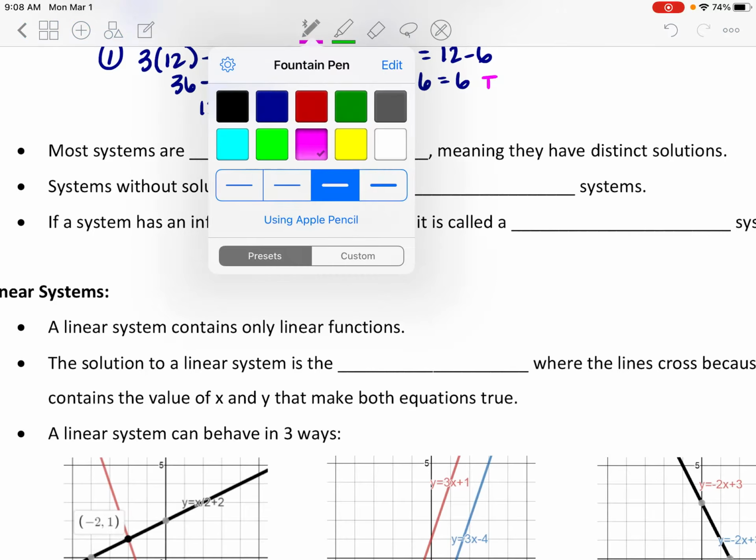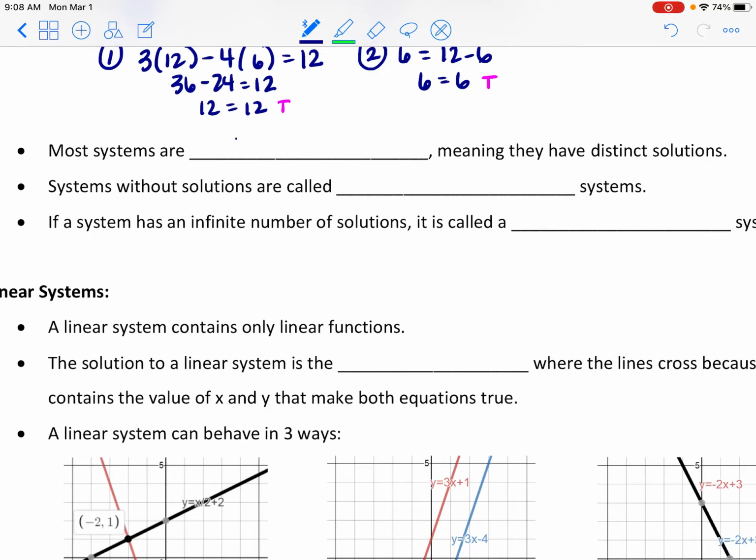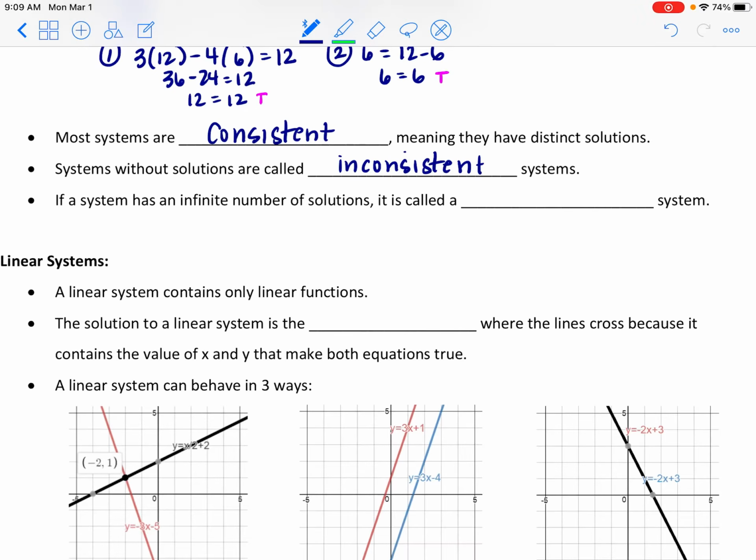And most of our linear systems are going to be what we call consistent systems. In a consistent system, you have one distinct solution for our linear system. And it is possible, however, that we don't have a consistent system. It's possible that you have a system that has no solutions, in which case we would call it an inconsistent system. And then it's possible that your system has an infinite number of solutions, in which case we would call it a dependent system.